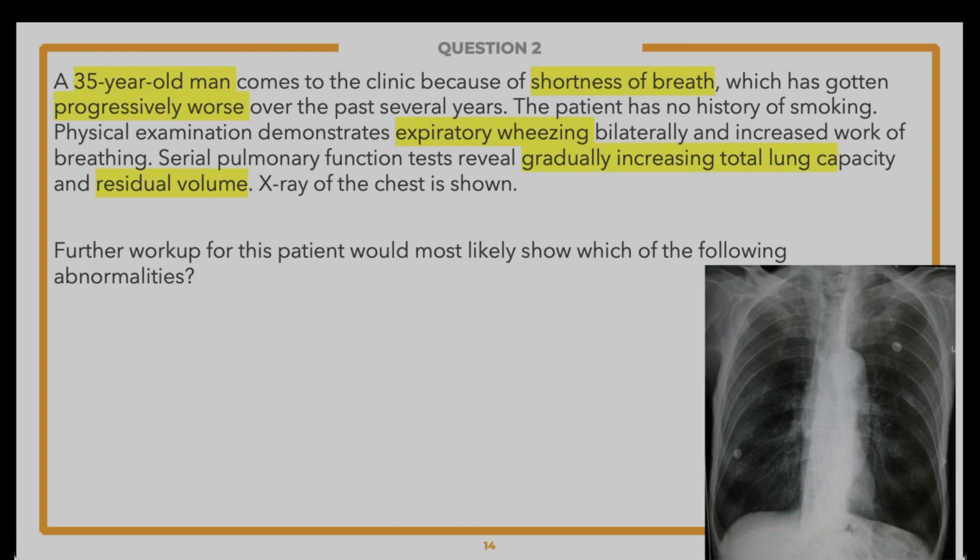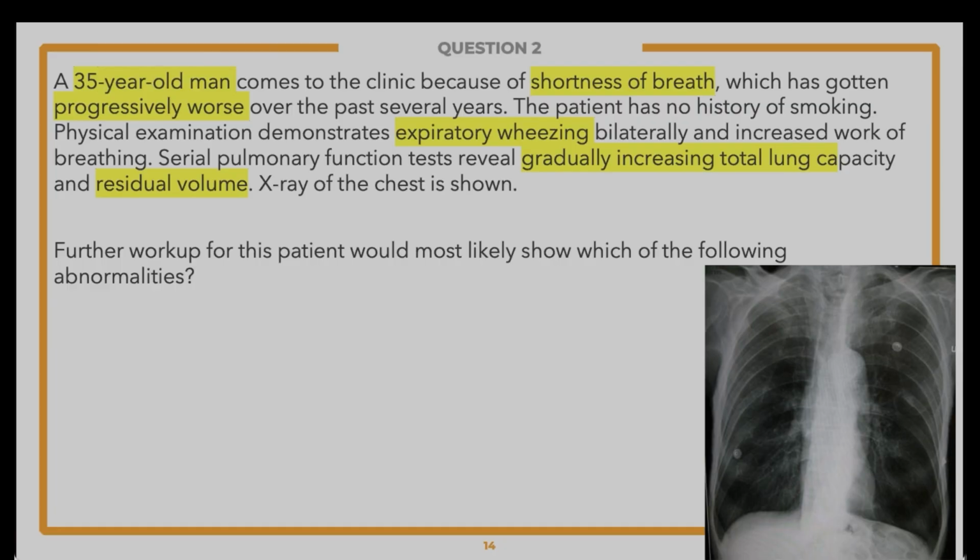Demonstrates wheezing bilaterally and increased work of breathing. Okay, gradually increasing total lung capacity and residual volume. So they're doing serial PFTs, pulmonary function tests. They're checking them, and they're noticing that over time, his total lung capacity increases and his residual volume also increases. And they give us an X-ray.